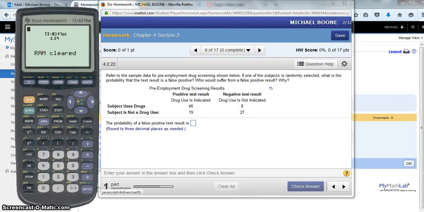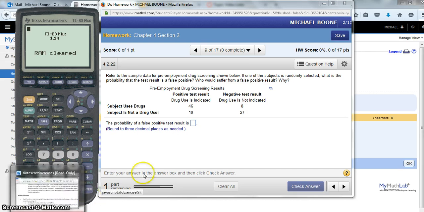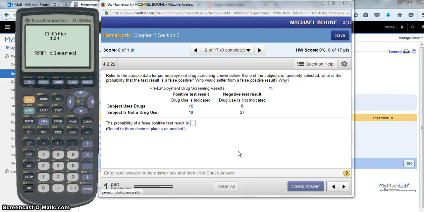All right, so now we're going to look at some problems from Chapter 4, Section 2. Chapter 4 is not as StatCrunch involved, but we'll talk about some of the ideas of the content in the sections. So, refer to the sample data for pre-employment drug screening shown below. If one of the subjects is randomly selected, what is the probability that the test result is a false positive?